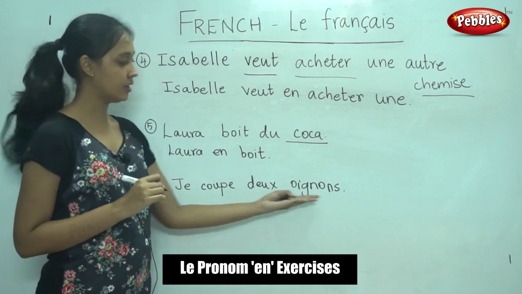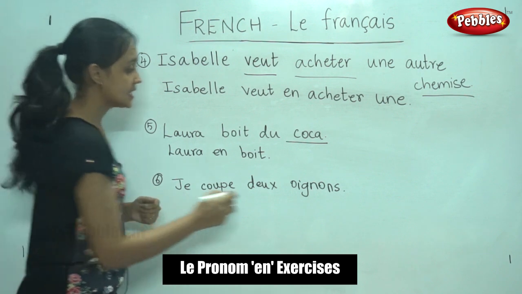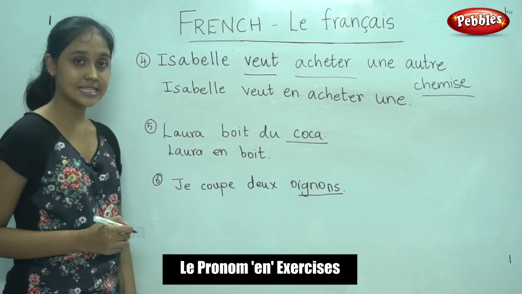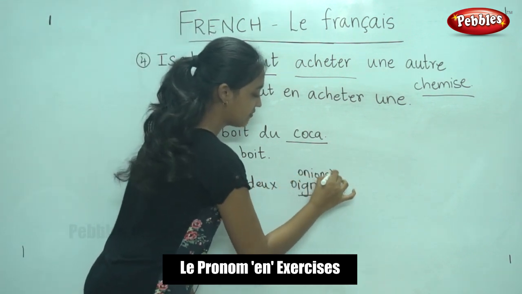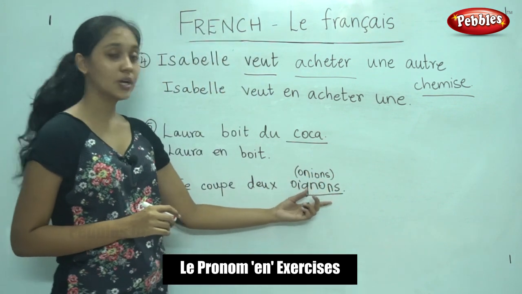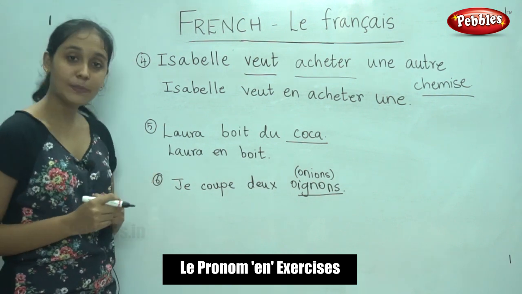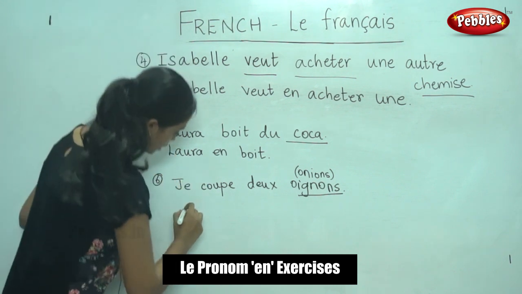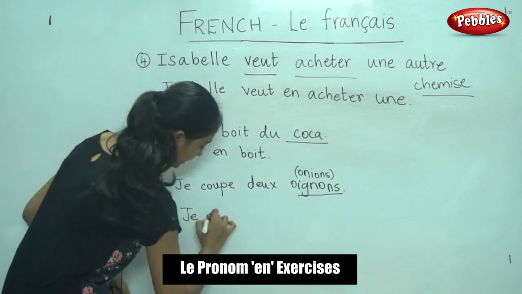Je coupe de oignon. Now, the word we are going to replace is oignon. Do you remember the meaning of this? Means onions. Yes, we learnt it in the vegetables, les légumes. So the onions, we are going to replace it with en. And where do we place en? We place it before the noun. So je before the noun, en.